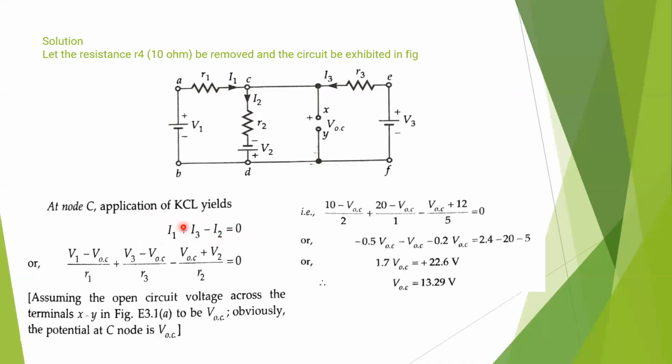So by nodal analysis, we have to put in the values of these currents. Here we will get (V1 minus VOC) divided by R1, plus (V3 minus VOC) by R3, minus (VOC plus V2) by R2, should be equal to 0. Now we put in the values of V1, V3 and V2. So we will get VOC equal to 13.29 volt.